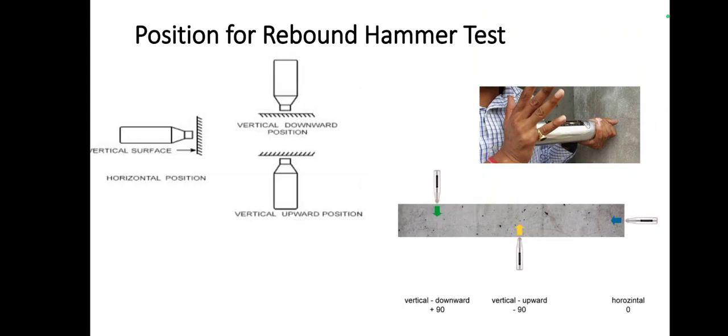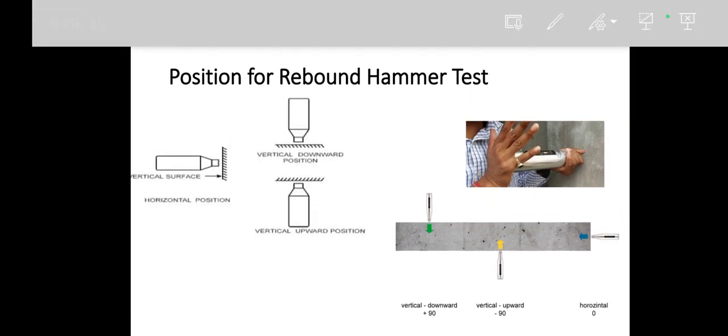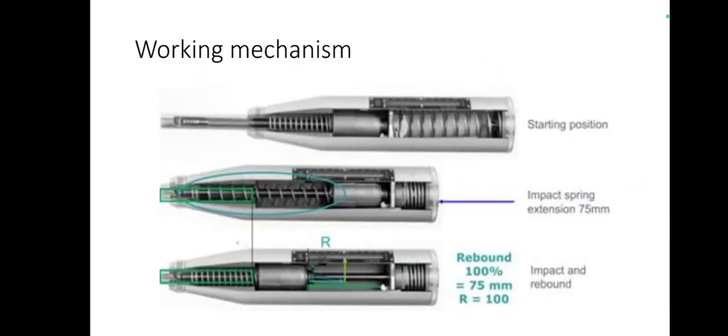Next, regarding the position for the rebound hammer test. There are three different positions in which we can use the rebound hammer for testing the concrete quality. One is by placing it horizontally.